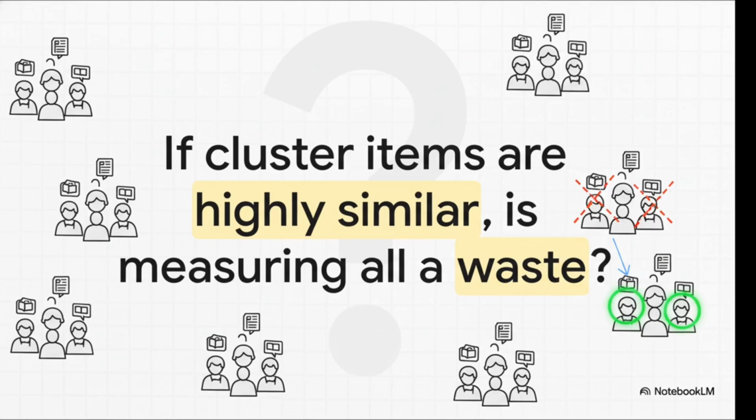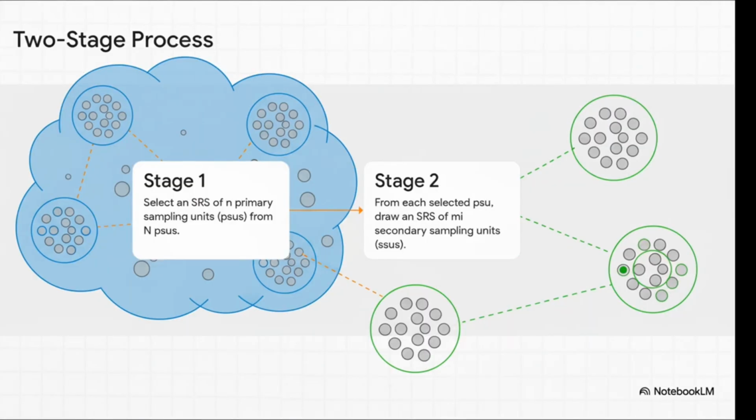And in that scenario, one-stage cluster sampling is just not efficient. You're basically burning time and money to measure redundant information. So the fix is actually pretty elegant. We break the process into two stages. First, just like we did before, we take a simple random sample of our clusters. We call these our primary sampling units, or PSUs. But then, and this is the game changer, we don't measure everything inside. Nope. Instead, for each cluster we picked, we take another simple random sample, but this time of the elements inside that cluster. And those are our secondary sampling units, or SSUs. So it's a sample of clusters, then a sample within those clusters.